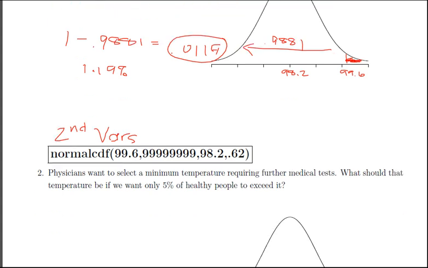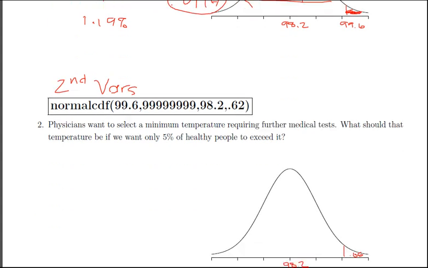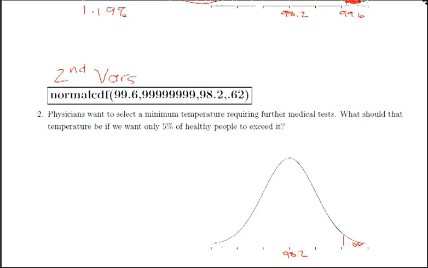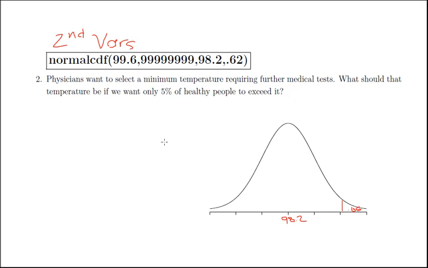Okay, so we're going to do the second problem. In the second problem, physicians want to select a minimum temperature requiring further medical tests. What should the temperature be if we want only 5% of healthy people to exceed it? Okay, so what I want to do is go back to my normal curve. I have the mean at 98.2, and now I'm given the area to the right as 0.05, and I'm looking for the value of x that corresponds to that.